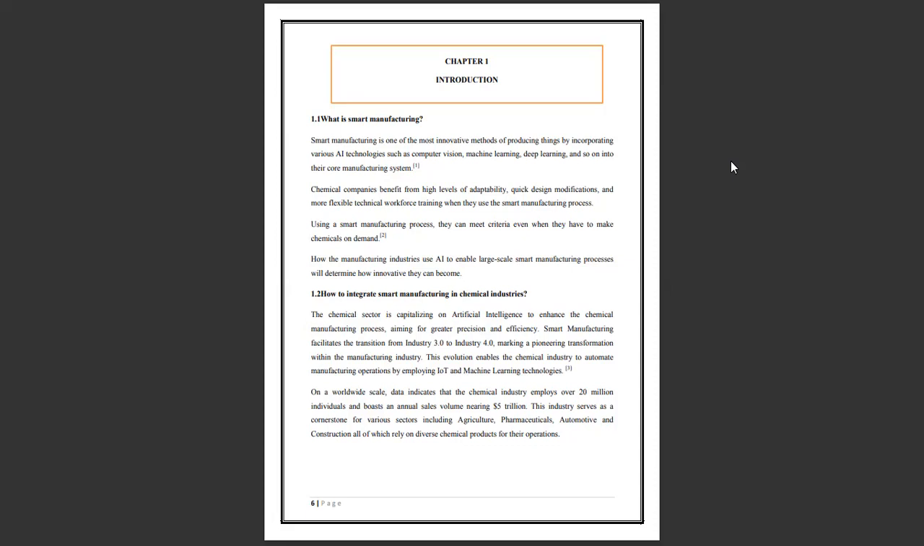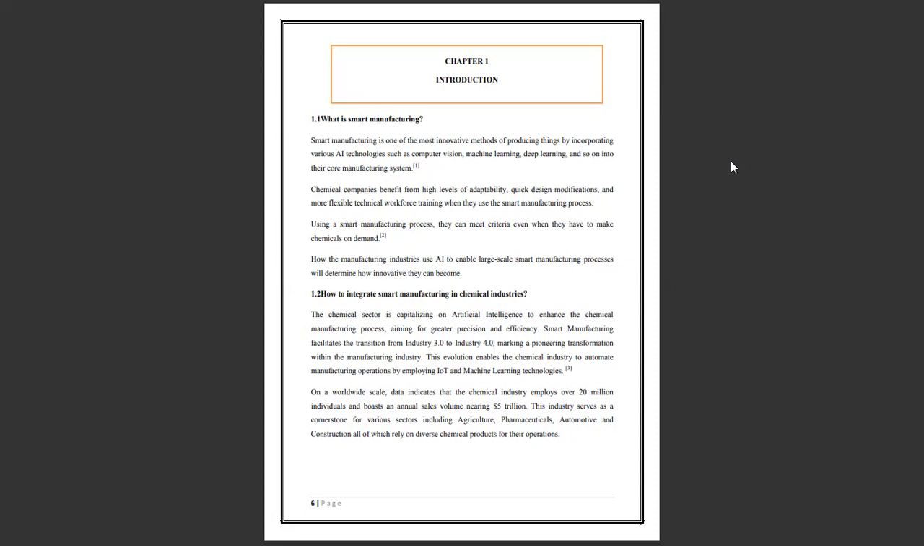Our second point is how to integrate smart manufacturing in chemical industries. The chemical sector is capitalizing on artificial intelligence to enhance the chemical manufacturing process, aiming for greater precision and efficiency. Smart manufacturing facilitates the transition from Industry 3.0 to Industry 4.0, making a pioneering transformation within the manufacturing industry. This evolution enables the chemical industry to automate manufacturing operations by employing IoT and machine learning technologies.